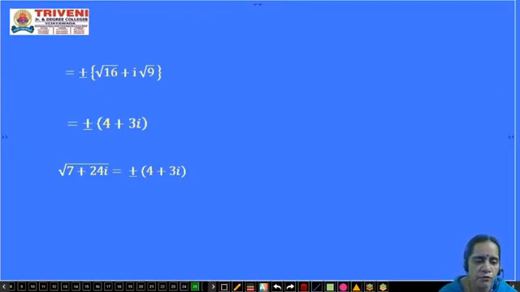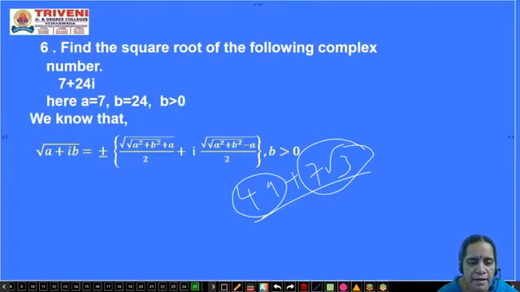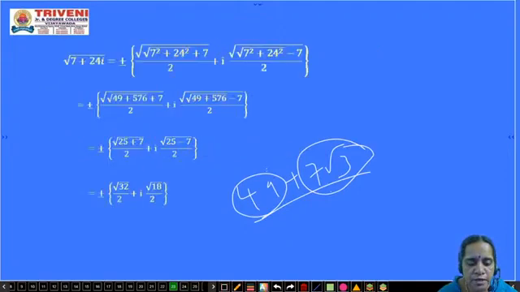Like this we have to find the another formula also, 49 plus 7 root 3. This example also we have to do like this. Here the value of A is equal to 49 and B is equal to 7 root 3. Substitute in the formula like this. We have to find here the value of B is greater than 0. Then we have to put the values of A and B here and get the solution like this.